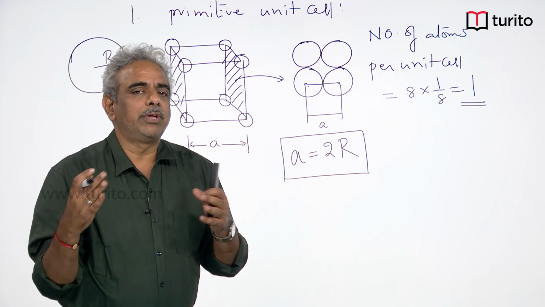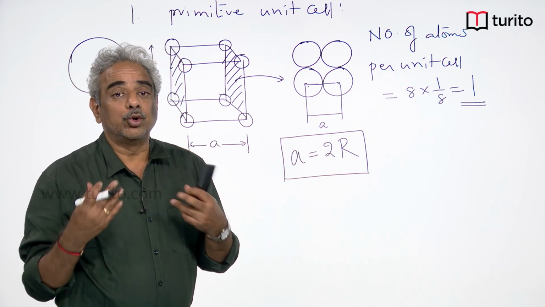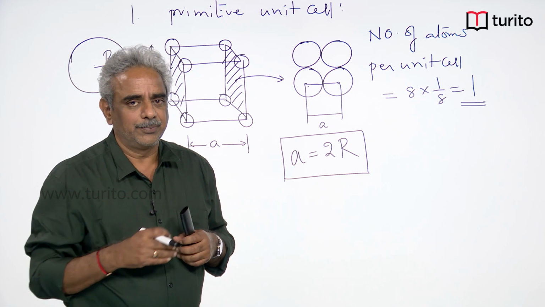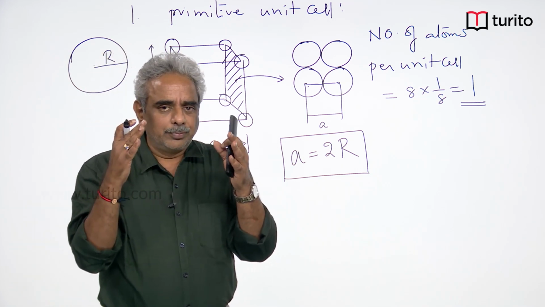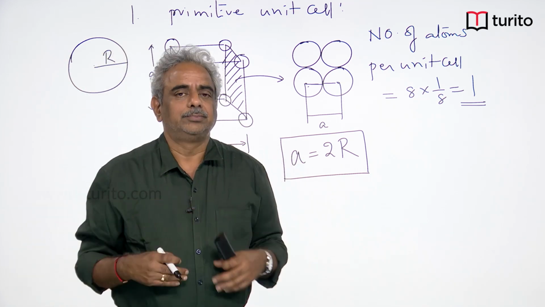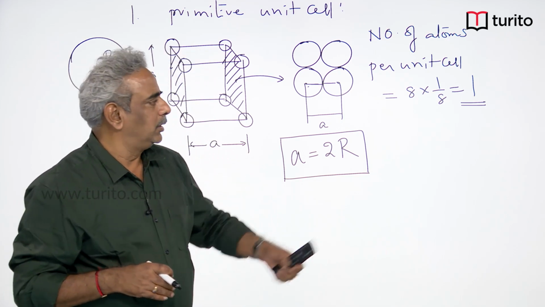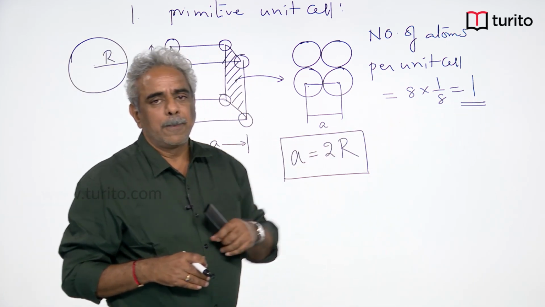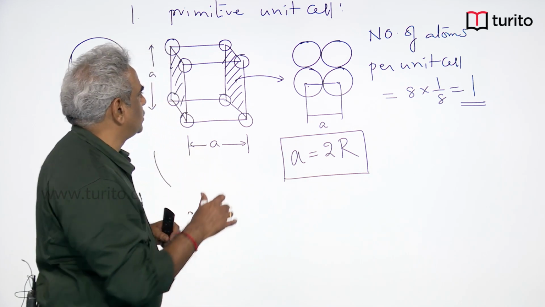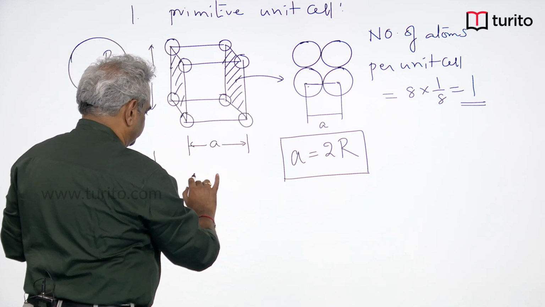What is the volume of the unit cell? A cube, because A is the side length. In that volume, how much volume is occupied? Actually, how many atoms are there in the unit cell? We have already calculated 1.